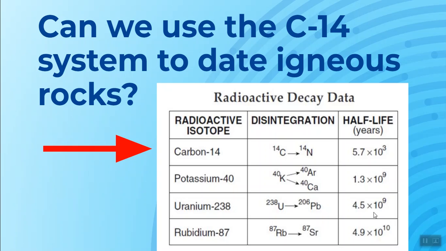We're really stuck with these other systems, potassium-40, uranium-238, and rubidium-87, with their billion-year half-lives. So we have to work around that. But carbon is great at dating living things, which is great because living things are more recent and we want to know more recent dates. So that half-life fits that.